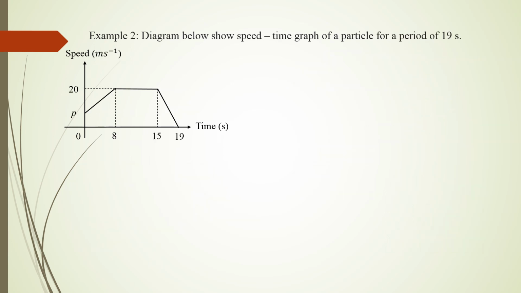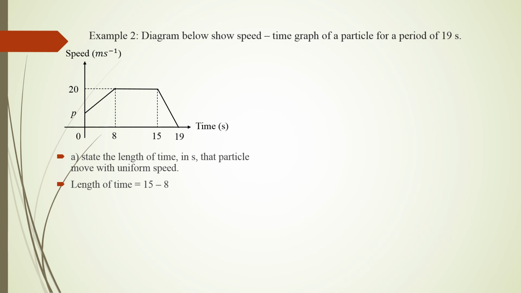Next, example 2. The diagram below shows the speed-time graph of a particle for a period of 19 seconds. In this graph, speed is meter per second and time is second, so the units are the same. Calculate. A, state the length of time in seconds that the particle moves with uniform speed. So uniform speed, 15 minus 8, equals 7 seconds.